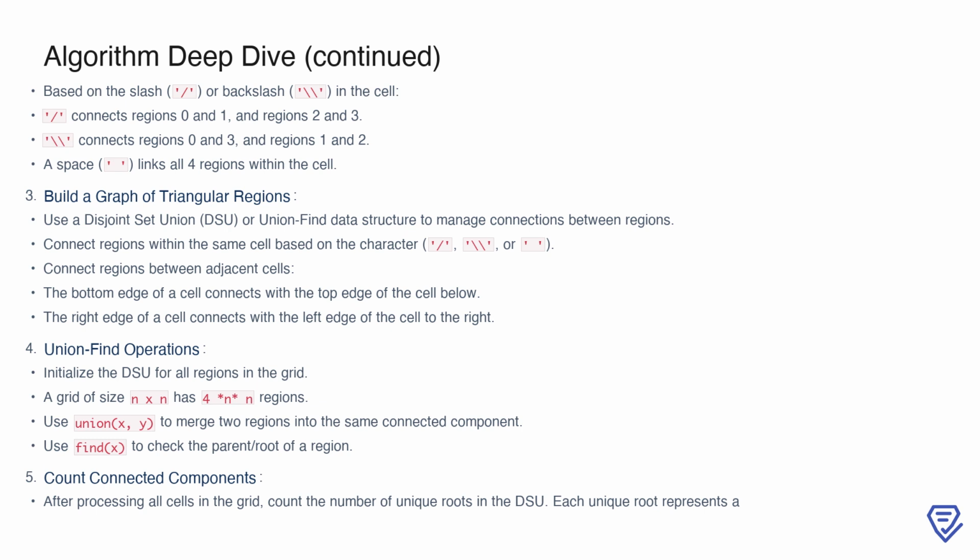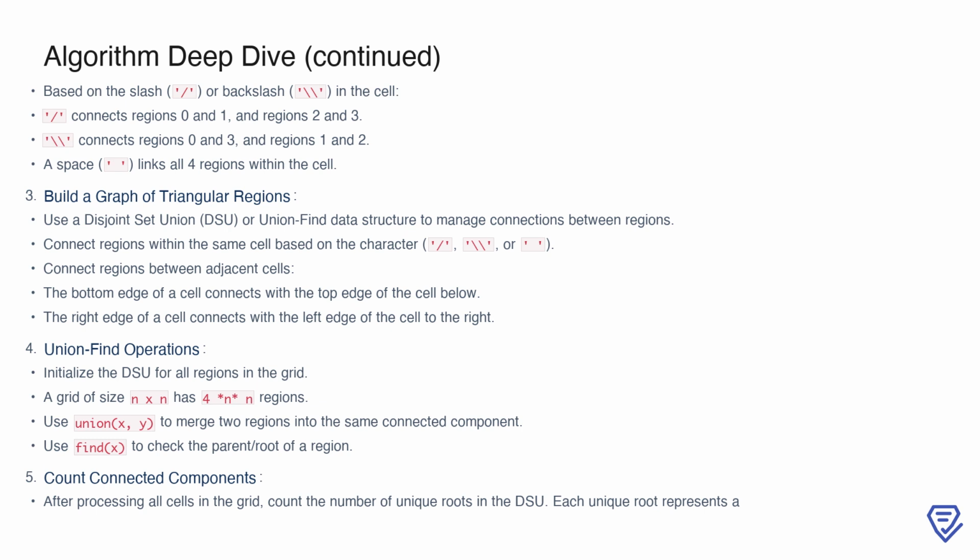With this understanding, we can now build a graph where these triangular regions are the nodes, and their connections are the edges. To manage these connections efficiently, we use a disjoint set union, also known as union find. This data structure is ideal for tracking which regions belong to the same connected component.